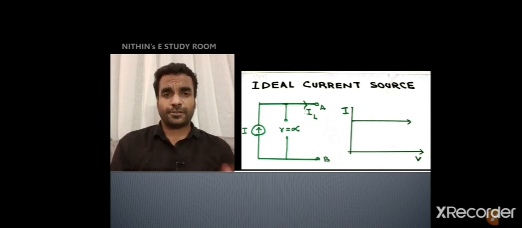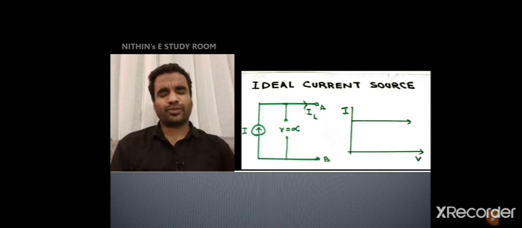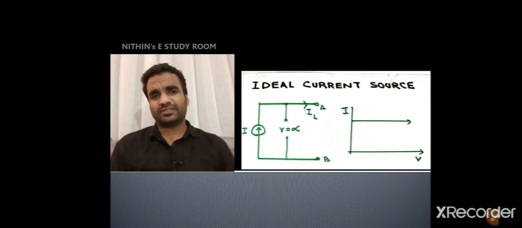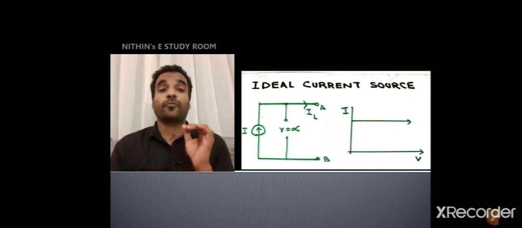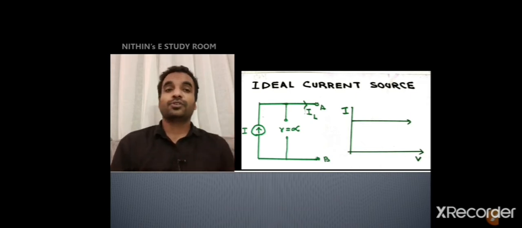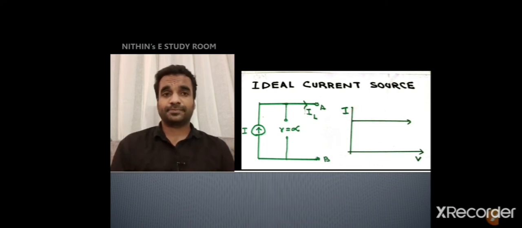So if your source is capable of delivering a 5 ampere current, you change the load with any other values. You can connect 10 ohm or 15 ohm or 20 ohm, whatever may be your load resistance. Based on that, your voltage may change, but your current will always remain a constant value. So it is very clear from the graph that the current value is always constant, but the voltage value is increasing.